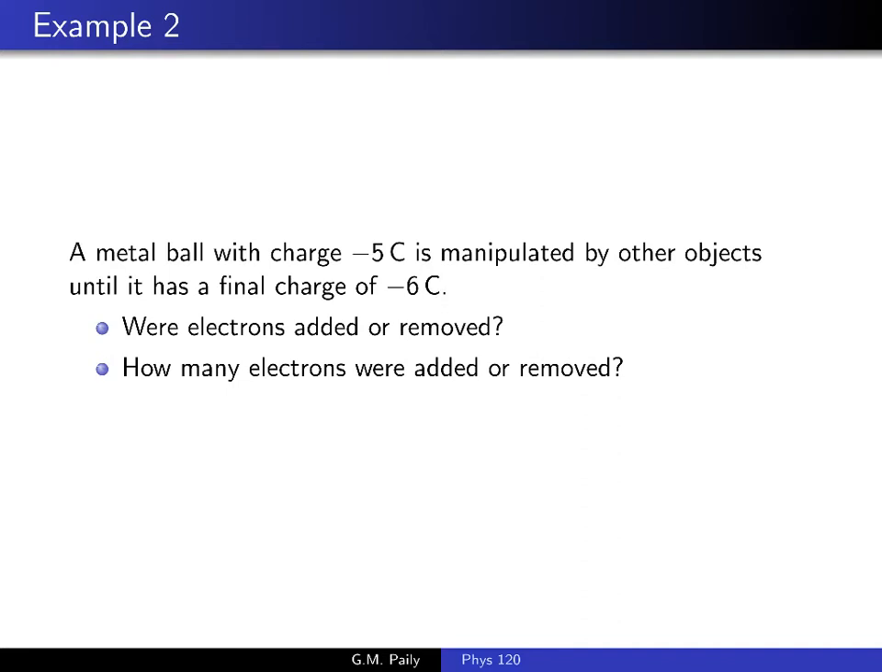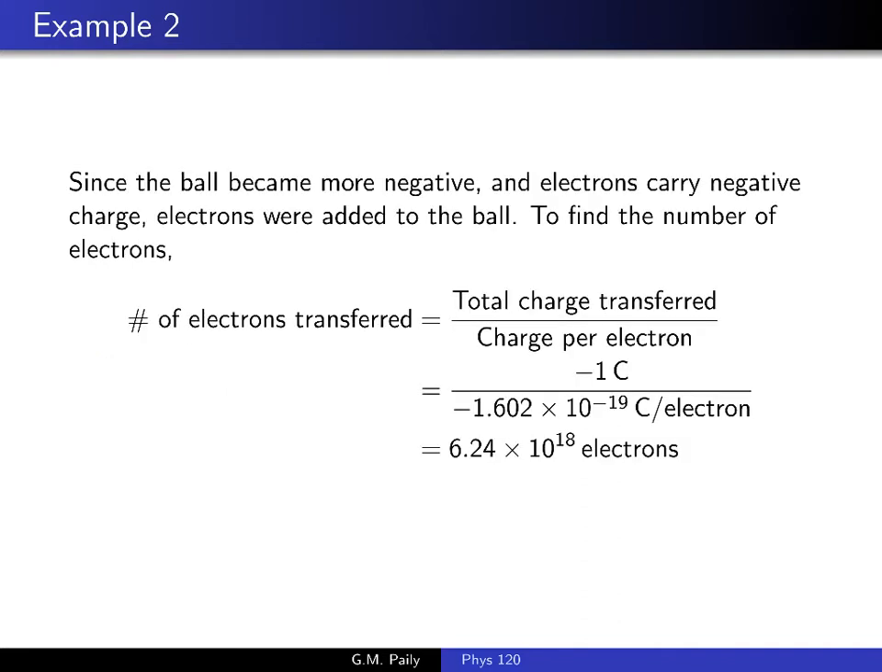Alright, on the next slide we will proceed to the answer. Since the ball became more negative, going from -5 coulombs to -6 coulombs, and since electrons carry a negative charge, electrons were added to the ball. To find the number of electrons transferred, we look at the total charge transferred divided by the charge per electron.